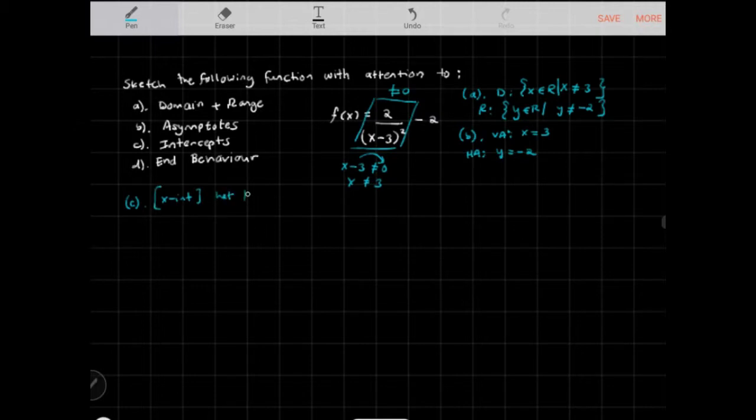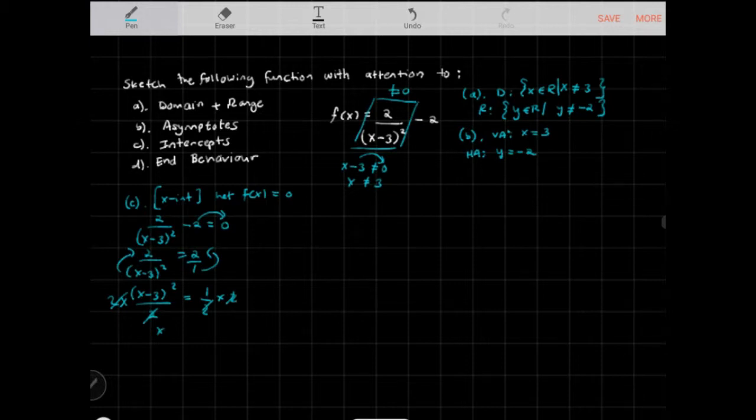I'm going to let f of x, or y, equal 0. So if I let y equal 0 here, you get 2 over (x minus 3) squared minus 2 is equal to 0. I'm going to move the 2 to the other side. You get 2 over (x minus 3) squared is equal to 2 over 1. What I'm going to do is take the reciprocal, and you get (x minus 3) squared over 2 is equal to 1/2, right? What I want to do here is isolate for x. I'm going to multiply this by 2, and do the same thing to the other side. And here you get (x minus 3) squared is equal to 1.